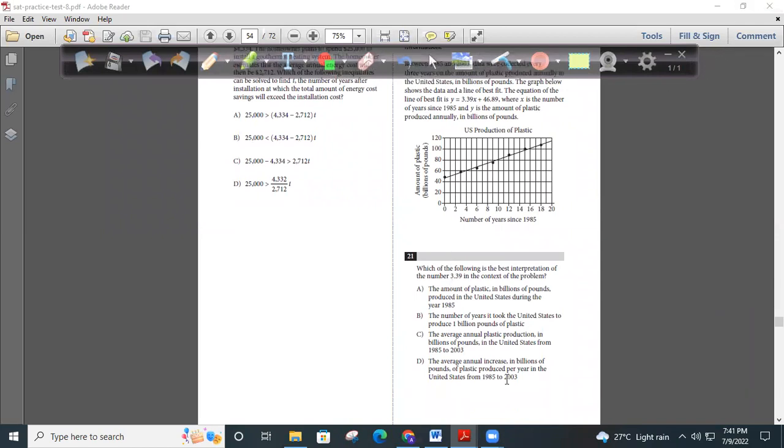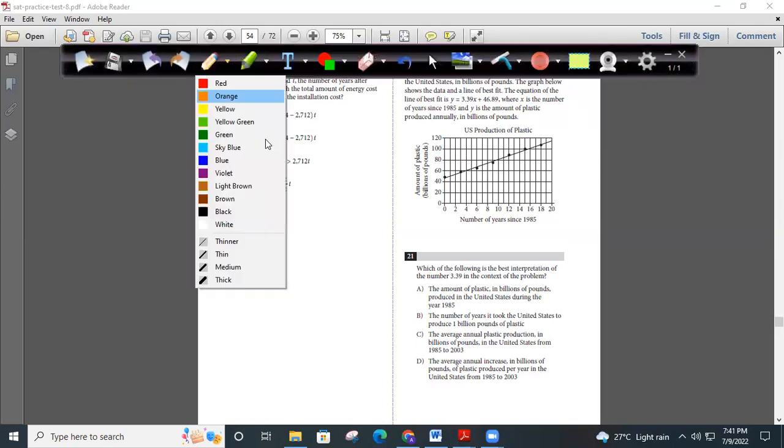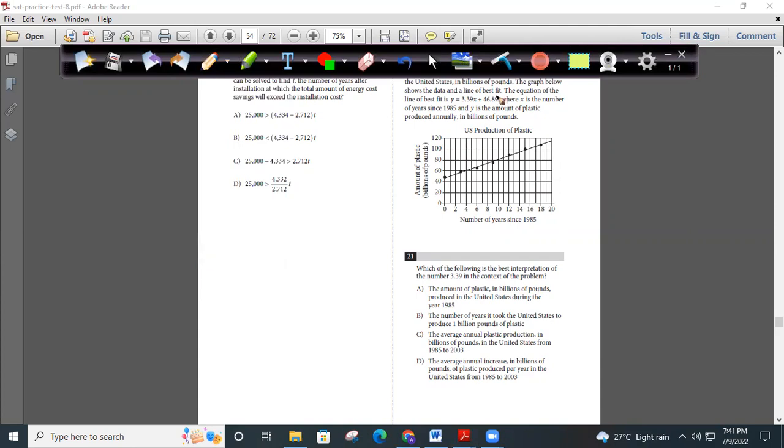Option A: the amount of plastic in billions of pounds produced in the United States during the year 1985. No, if I asked you what is the meaning of 46.89, then option A would have been correct. That is what I'm telling you, right? If you want to get 800, you should know when option A can be correct. You should have 100% clarity on what you are doing. I'm not asking you to be a miracle man, but you should have 100% clarity.